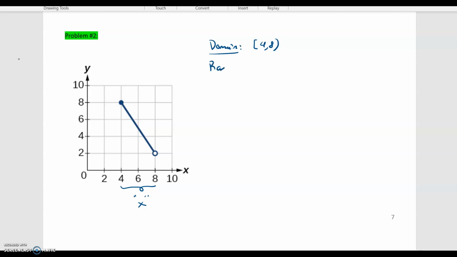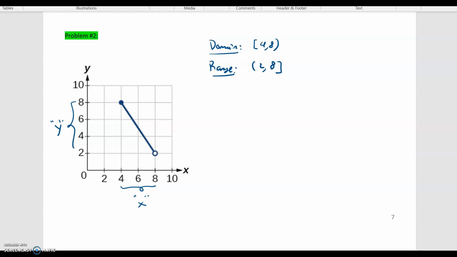The range, we're going to be looking at your y values. And our y values are going to start after 2 all the way to 8. So not including 2, and 8, we are including. So once again, from 2 to 8 and from 4 to 8. And on the domain, we're not including 8 because of the open circle. And on the range, we're not including 2. So this coordinate point of 8, 2 is not included.